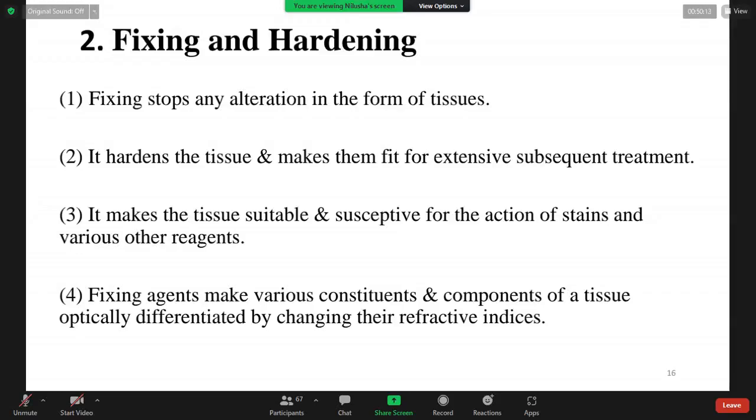In the next step, we are going to add some dye or staining agent. For that, we want to prepare the specimen. Fixing agents make various constituents and components of a tissue optically differentiated by change in their refractive index. Here, we are using a fixing and hardening agent. That agent helps for the subsequent treatment, like the stain agent.